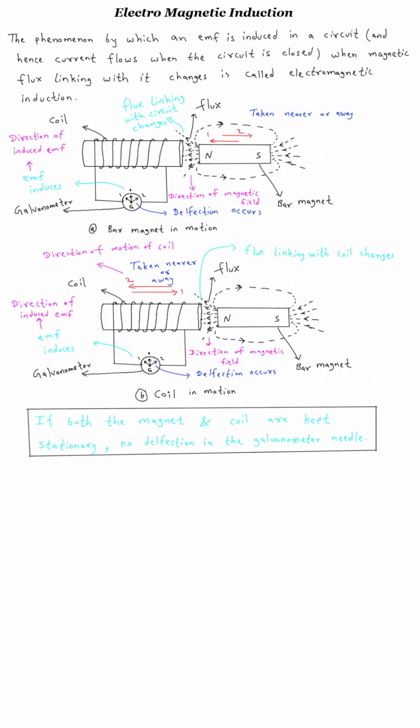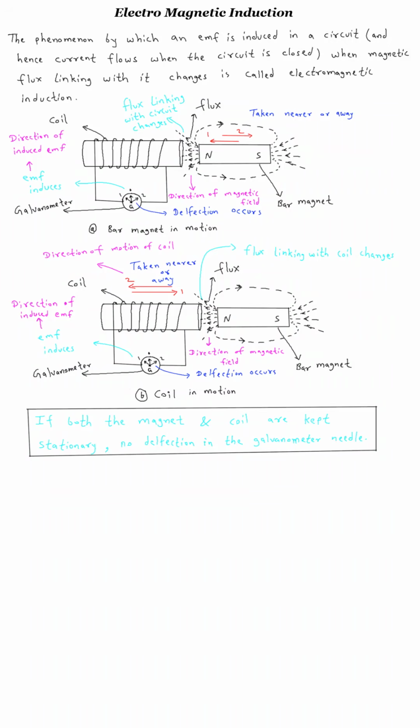Let's understand the concept of electromagnetic induction in a simple and clear way. Electromagnetic induction is the phenomenon by which an electromotive force, or EMF, is generated in a conductor, usually a wire or coil, when the magnetic flux, or the magnetic field lines passing through the coil, changes over time.